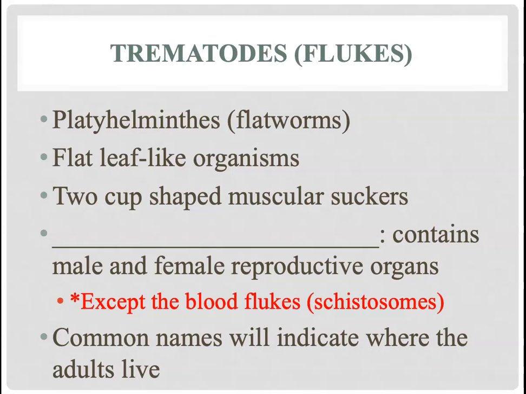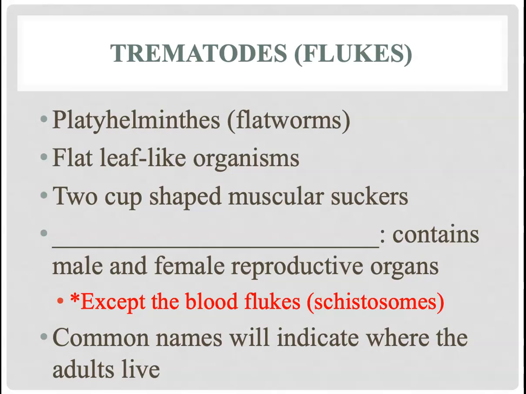These recordings are set up a little bit different, where I'm covering general characteristics, pretty much the life cycle of all the flukes at once, and then we'll talk about the individual organisms categorized by where they live in the human body. So, to get started, all of your flukes are flat, leaf-like organisms. So if you remember, the roundworms had round shape for their cross-section. These adults are flat, leaf-like organisms.